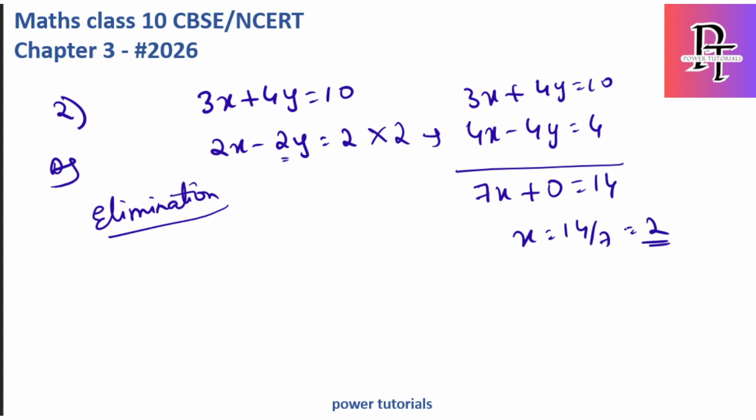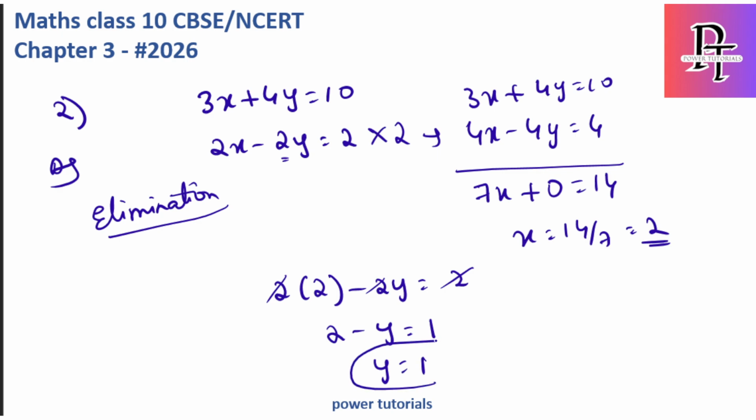I got the x value. I'll substitute in the second equation: 2 into 2 minus 2y is equal to 2. 2, 2, 2 cancelled out. So 2 minus y is equal to 1. y is equal to 2 minus 1, which is 1. We got the values: y is equal to 1 and x is equal to 2. So the final answer is 2 comma 1.